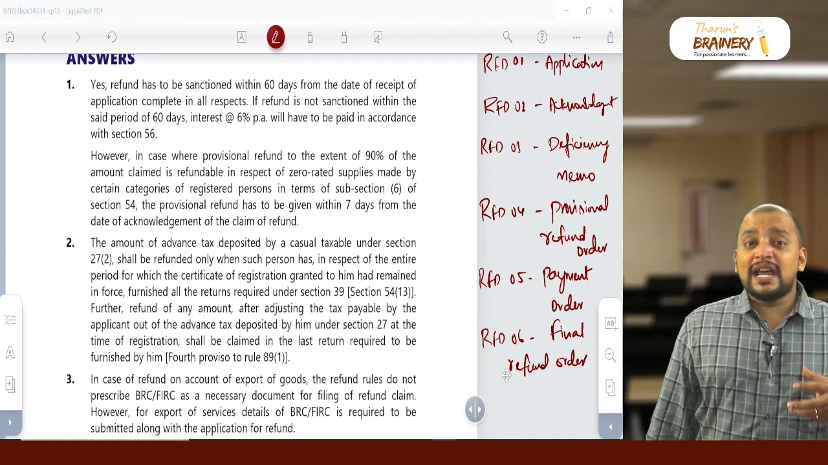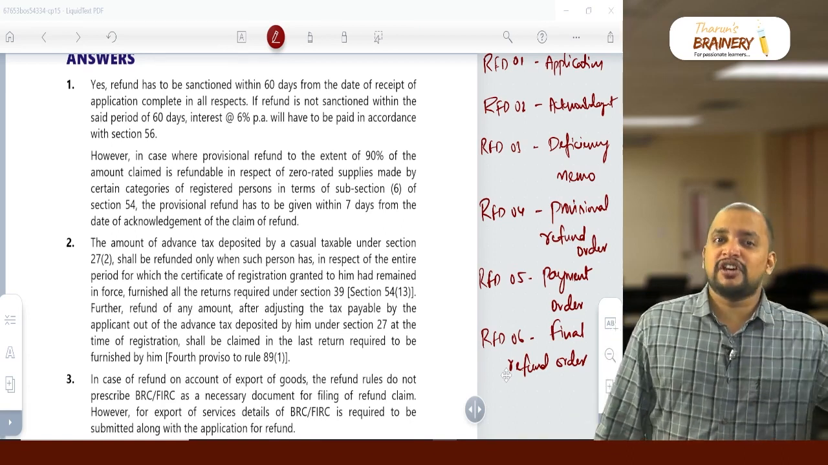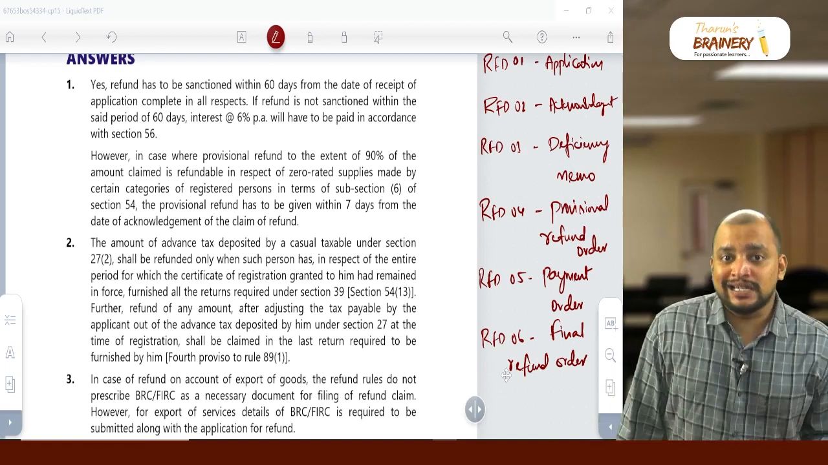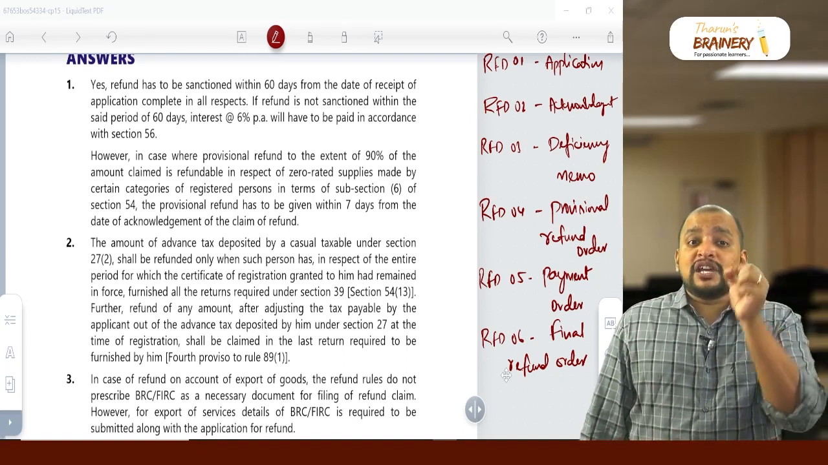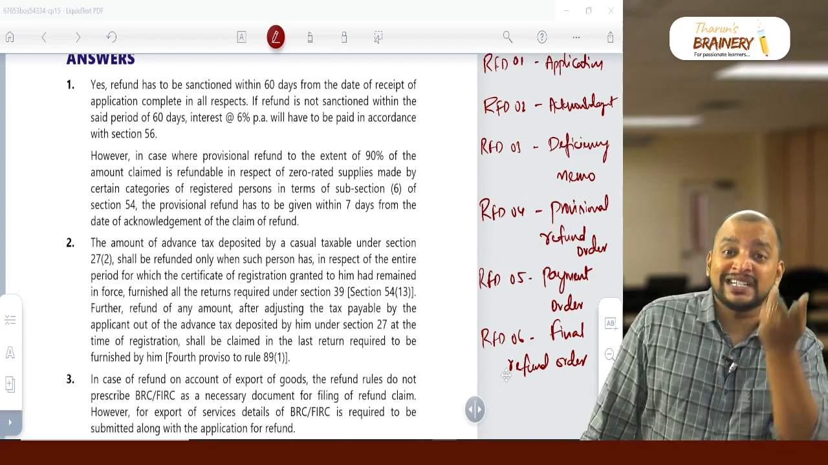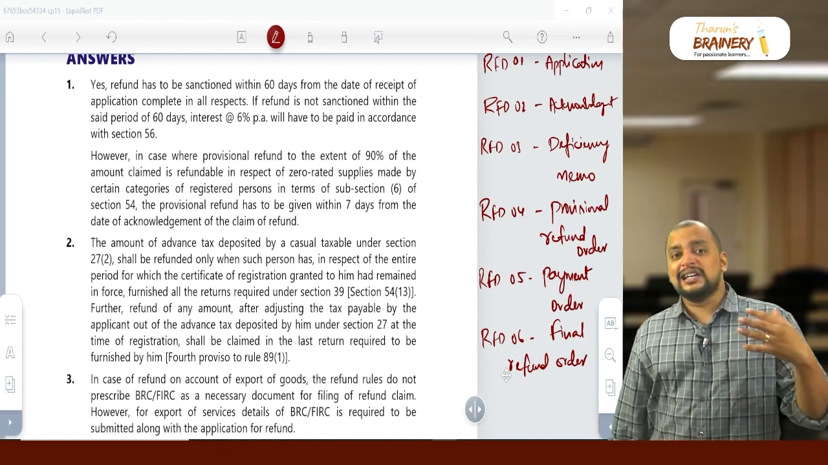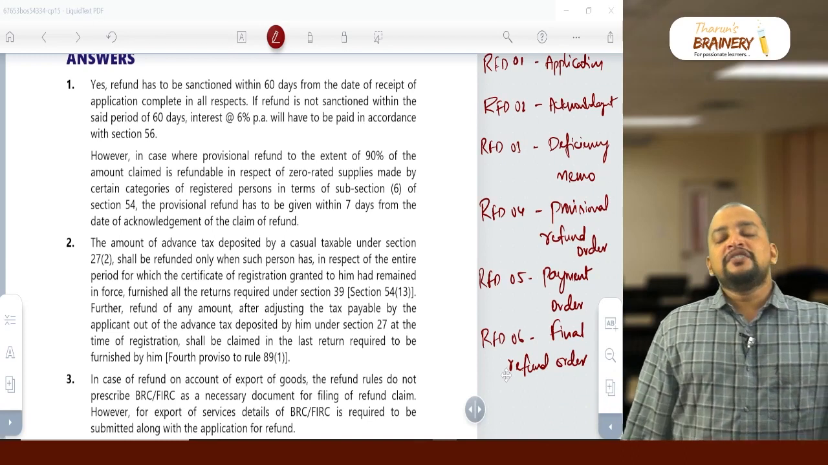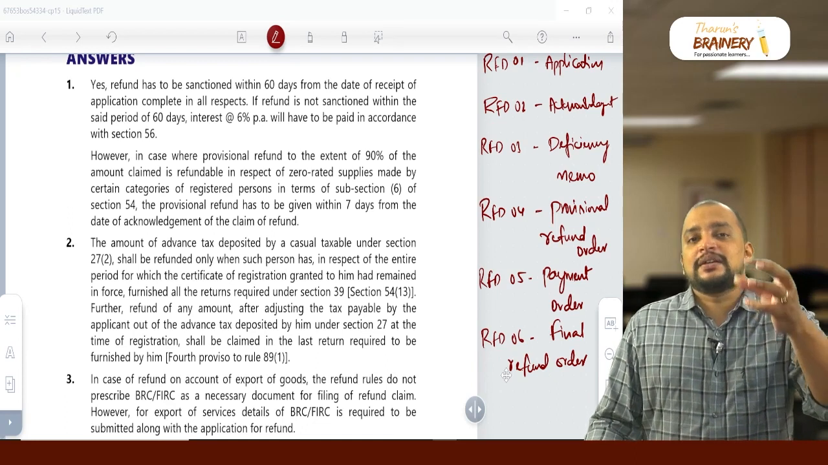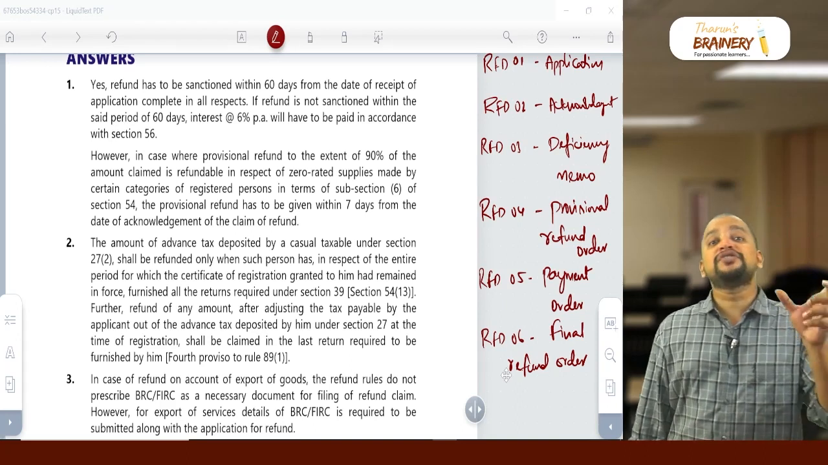Now, once we make an application for refund, within 60 days from the date of receipt of application, they need to sanction the refund. What is considered as the date of application? In the acknowledgement, they will mention the date on which they received the application. From that date, within 60 days, they need to grant the refund. Otherwise, from the 61st day, interest will be payable by the government at the rate of 6% per annum.